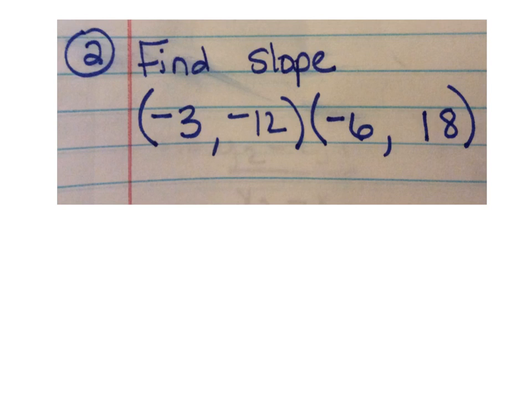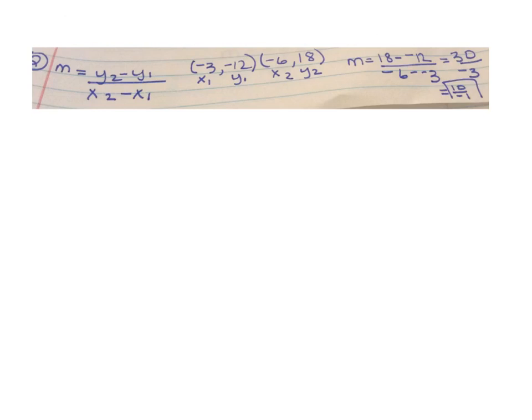Okay, problem number 2 is find the slope of this line. All right, here's the answer to number 2, the slope. Remember, the slope formula is y sub 2 minus y sub 1 over x sub 2 minus x sub 1. Remember, the numbers in the first parentheses are x1, y1, and the numbers in the second parentheses are x2, y2. So on the top of the formula, I put in 18 minus negative 12. On the bottom, I did negative 6 minus negative 3.